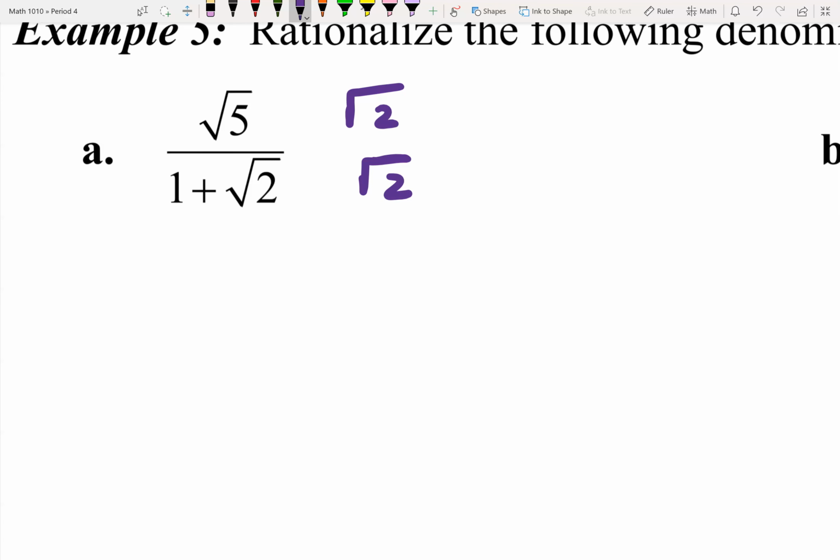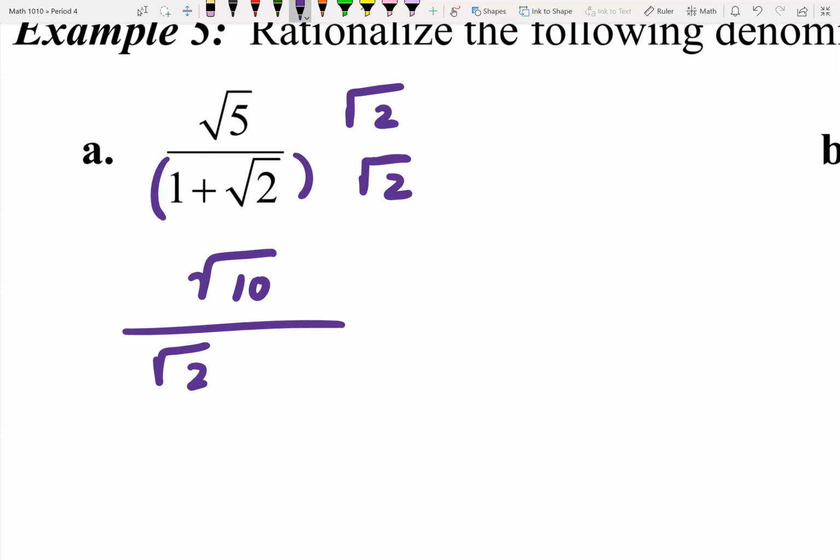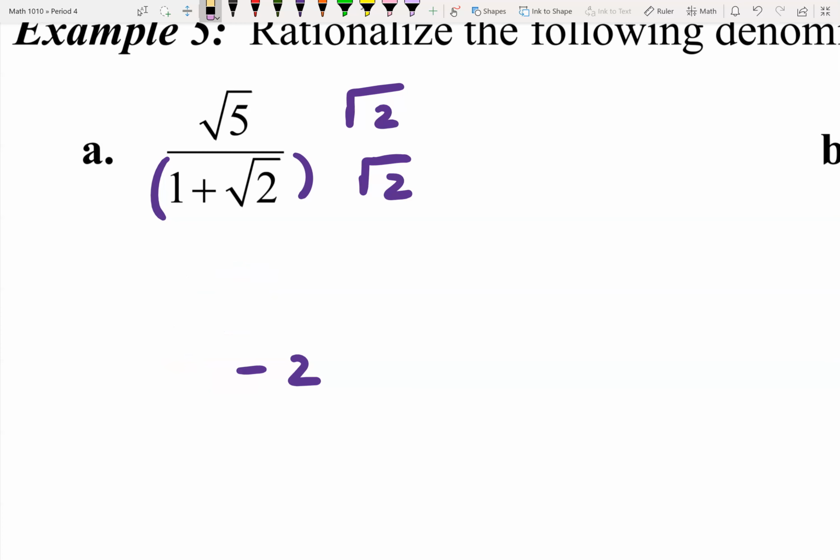Right? So on the top, 5 times 2 is 10. On the bottom, I distribute. So 1 times the square root of 2 is the square root of 2. The square root of 2 times the square root of 2 is 2. Did that do me any good? I have a different equation, but I still have a square root on the bottom. So it didn't do me any good. So this is not what I multiply by.